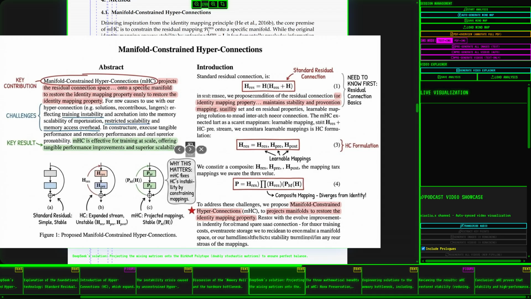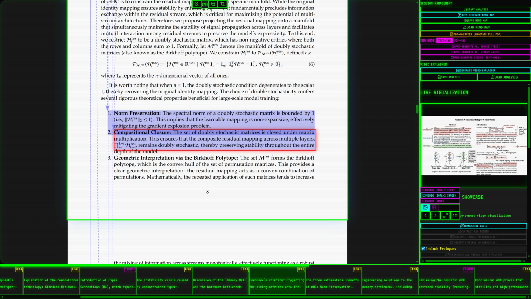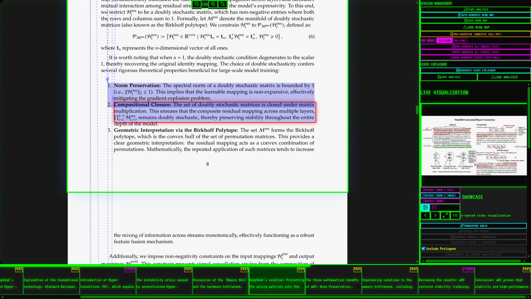What's the second one? Compositional closure. This is maybe the most important part for a deep network. If you multiply 2 doubly stochastic matrices together, the result is also doubly stochastic. So when the signal travels through 100 layers and you're multiplying 100 of these matrices, the result is still stable and bounded. The stability holds across the entire depth of the model. It fixes the fatal flaw of HC, which fell apart when you stacked layers.